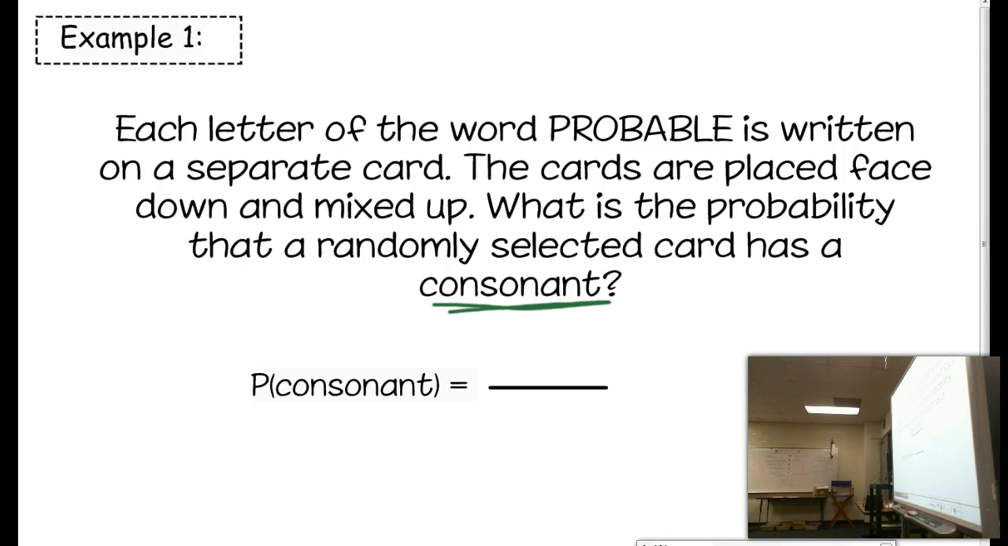Nasia, what'd you get? Okay, so it's not going to be out of 26. Let's start with this. Shelby, how many letters are in our sample space? 8. Okay, I said Shelby, but okay. So your denominator should be 8. How many letters in the word probable are consonants? So where does that go? In your numerator.